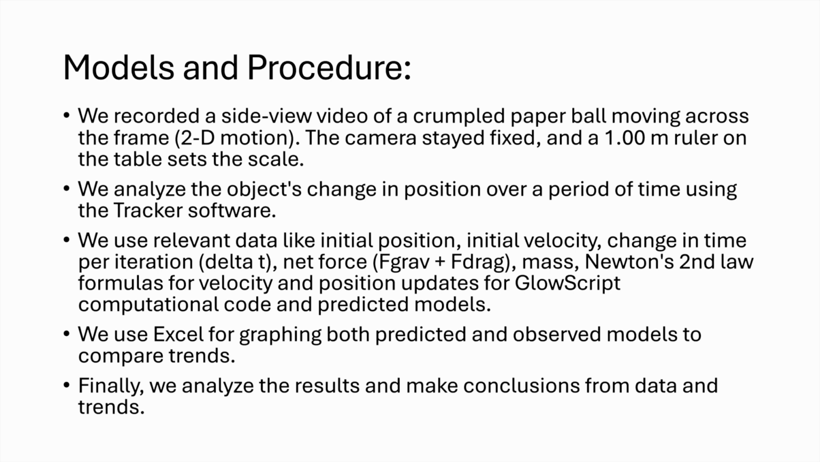We used relevant data like initial position, initial velocity, change in time per iteration delta t, net force, F gravity plus F drag, and mass, along with Newton's second law formulas for velocity and position updates, in GlowScript computational code to produce predicted models. We use Excel for graphing both predicted and observed models to compare trends. Finally, we analyze the results and make conclusions from data and trends.